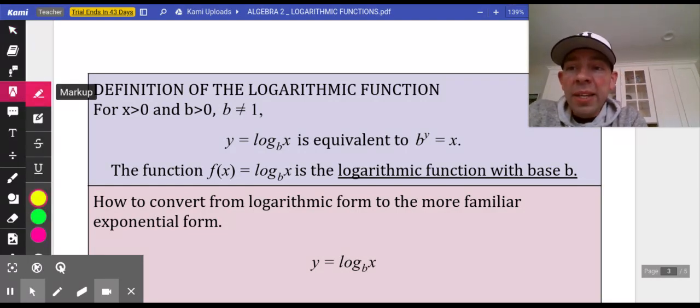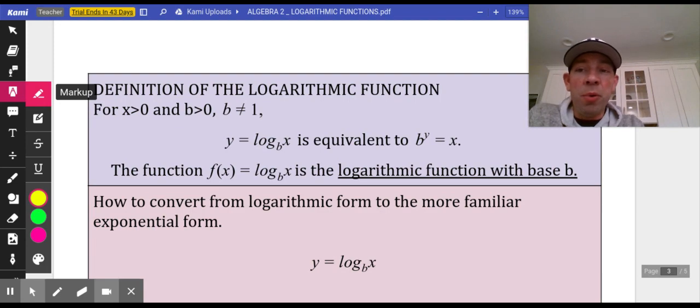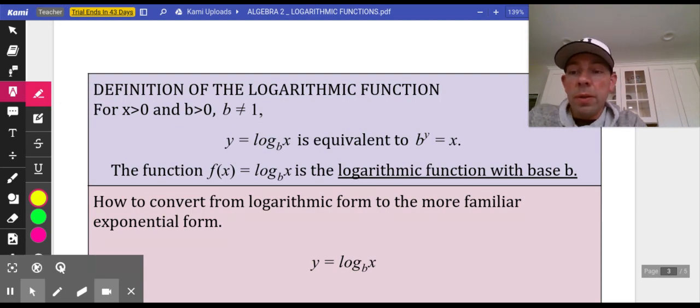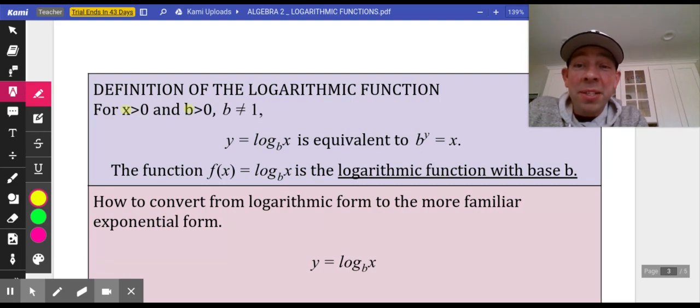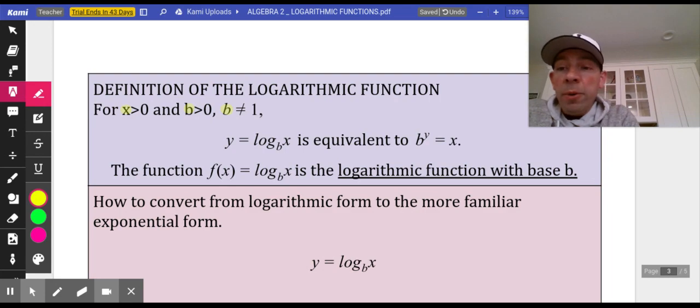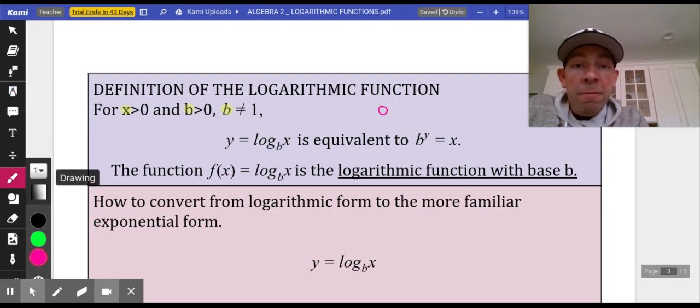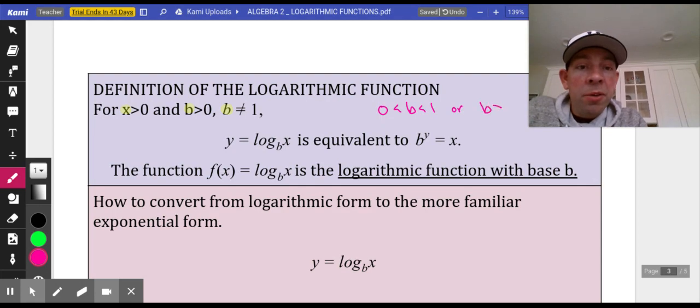So, every piece of a definition is important. That's what I want to try to impart upon you, is that every little thing, even if it seems like it's really significant, is probably more important than we think it is. So for instance, we're saying all the x's have to be positive, all the b values have to be positive, and b cannot equal 1. So b, what are the options for b? b could fall between 0 and 1, or b could be greater than 1.